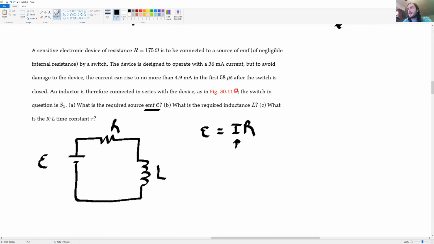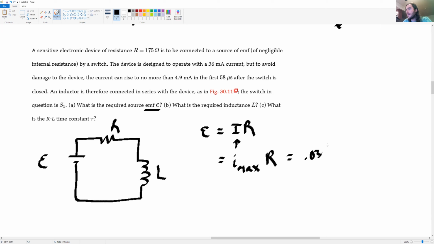And if the device is operating, then the current that we want to use here is what we called I max before, because that's going to be the steady state current. That's going to be the current after a long time. The device needs that current to continue operating. So that's going to be our 36 milliamps there.